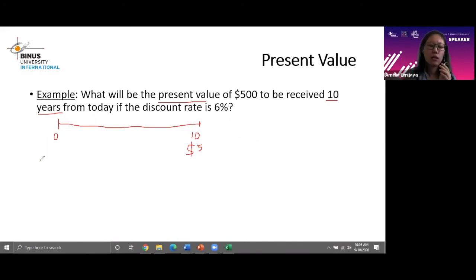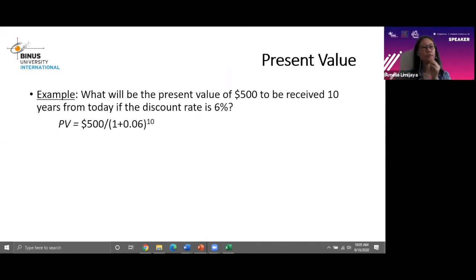I'm going to just put the numbers into the equation that we saw earlier. PV equals 500 divided by 1 plus r to the power of 10 and so on. So the final answer that you got is 279. That means the value of $500 10 years from now will be equal to only 279 as of now at 6% rate. You can see it's almost just half the value of what you will get at the end of year 10. At 6%, if you change the discount rate, if you change the years, of course the numbers will change.